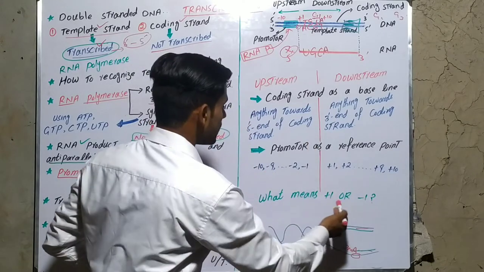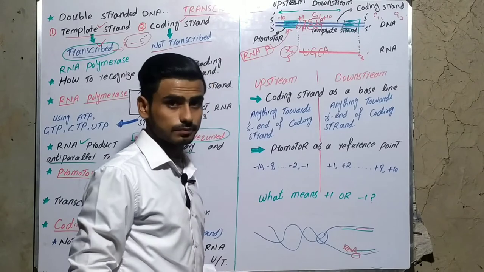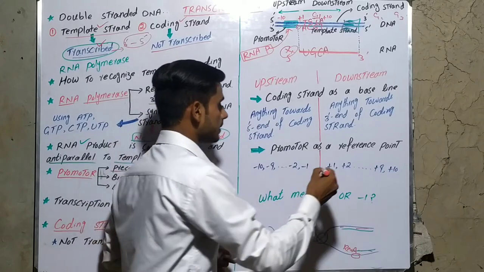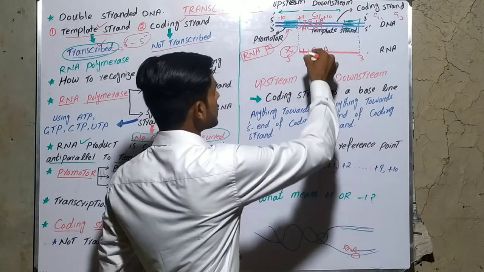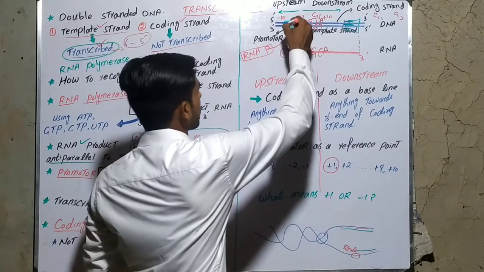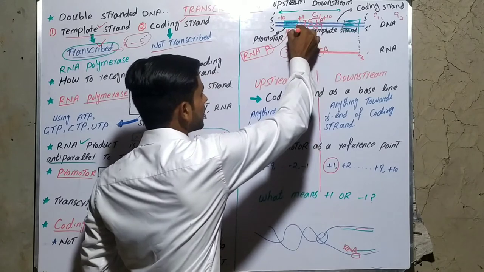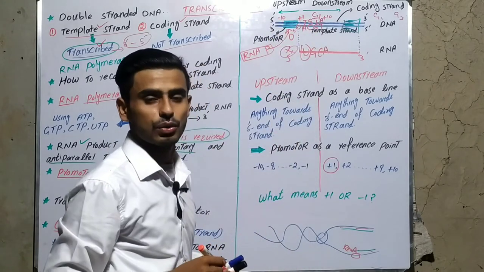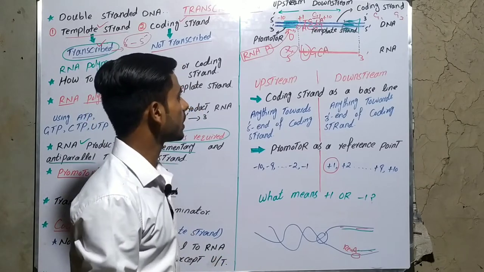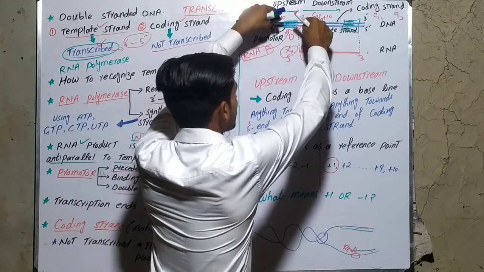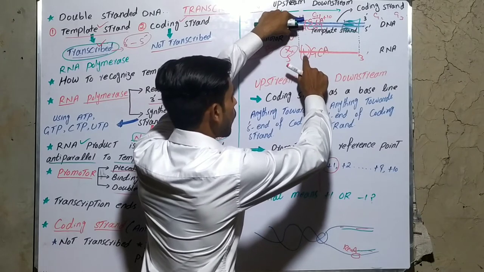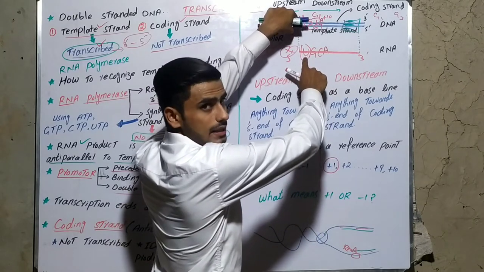But what does this +1 or -1 mean, and why are these indicated? So +1 means the first base of the RNA product. Let's suppose that this promoter is the zero point, and you know that the promoter is not going to be transcribed. So as the promoter is not transcribed, this is the zero point, but transcription starts from the +1 point. From where transcription starts, at that point the first base will be added to the RNA strand.